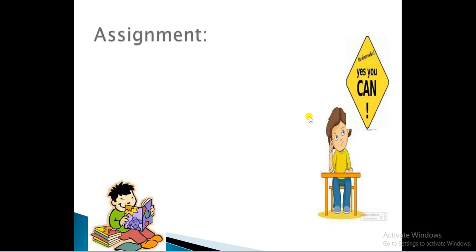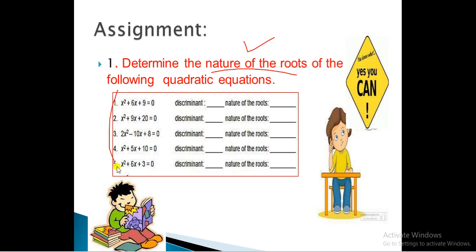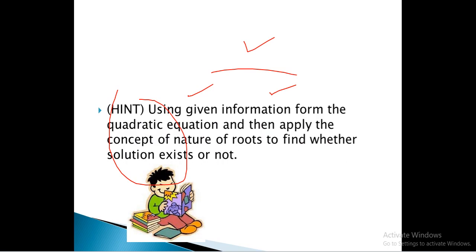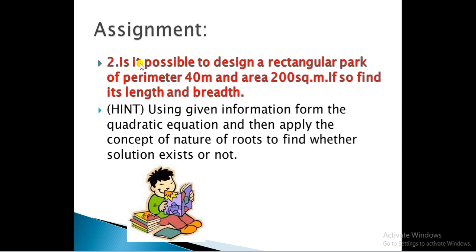Yes, students, now it's time for an assignment, some work you have to do. Yes, you can do it, I know. First, determine the nature of roots of the following quadratic equations. Nature of roots is what is asked. So how to find the nature of roots? By finding the discriminant. Here are some of the equations. You have to first find the discriminant. On the basis of this, you will find the nature of roots, whether your discriminant is greater than, equal to 0, or less than 0. I know you can do it. It's so easy.